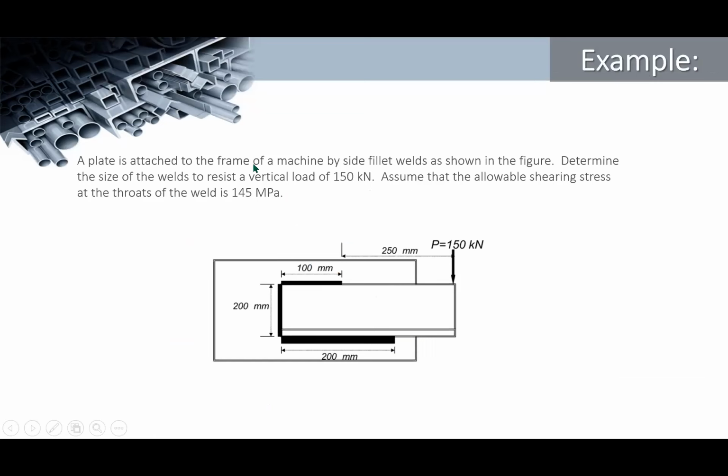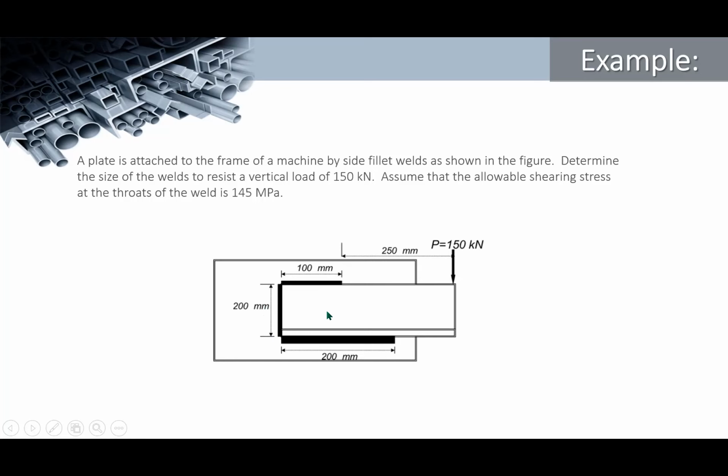Here, a plate is attached to the frame of a machine by side fillet welds as shown in the figure. Determine the size of the welds to resist a vertical load of 150 kilonewton. Assume that the allowable shearing stress at the throats of the weld is 145 megapascal. So we have FV. Now, determine the size of the fillet welds. Since the lengths of the welds are given, what we need is the thickness of the weld. That is what we don't have yet, so that is what we compute. What will be the thickness of the fillet weld given these distances?